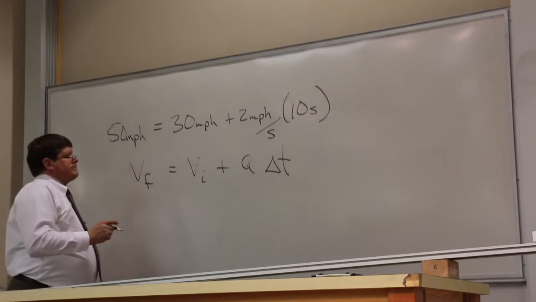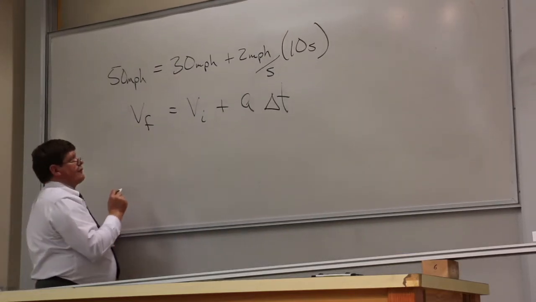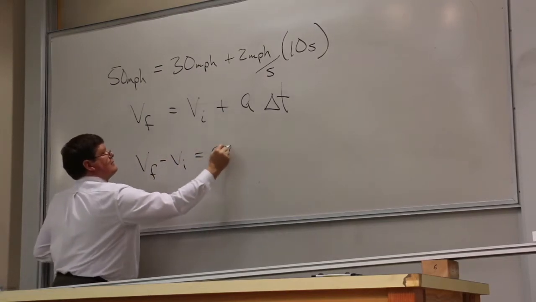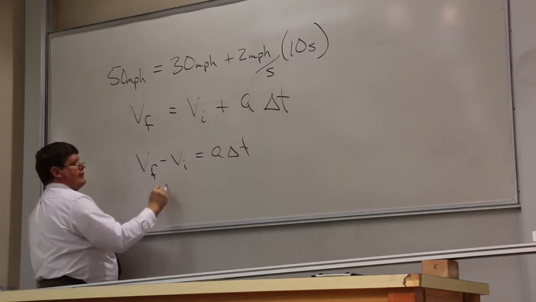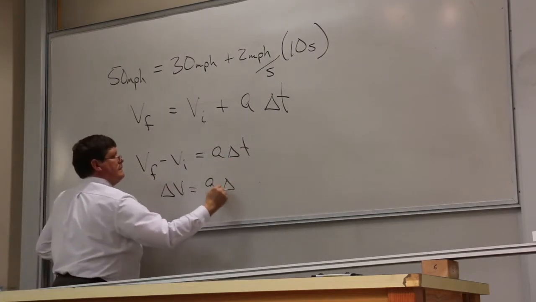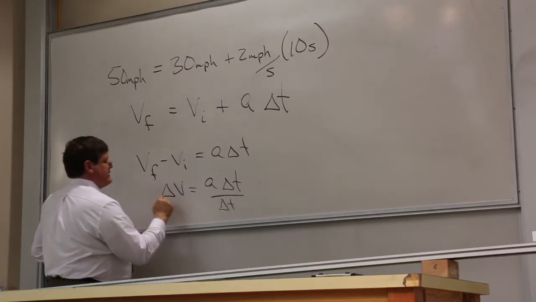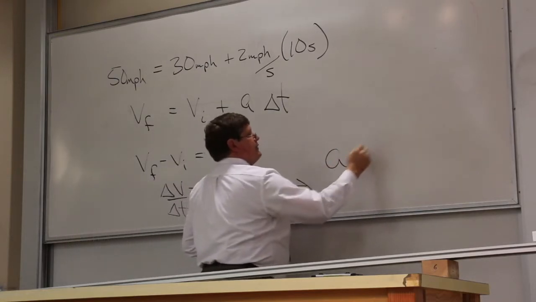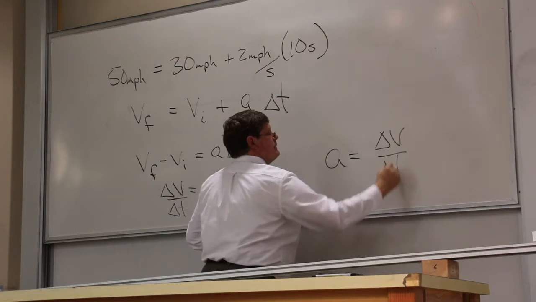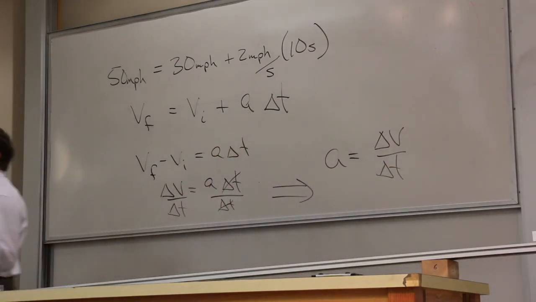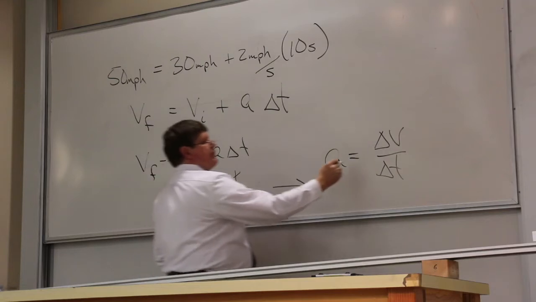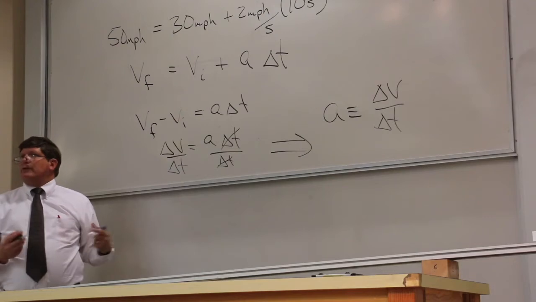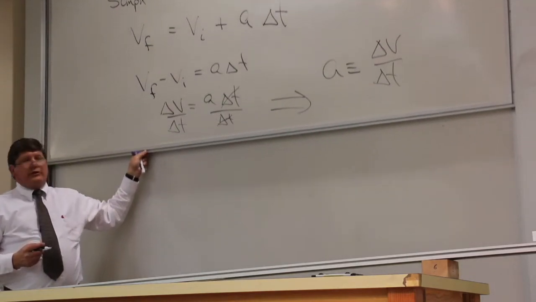Let me show you. If I subtract V initial from both sides, this becomes V final minus V initial is equal to A delta T. Final minus initial is delta V. If I divide both sides by delta T, this just becomes A is equal to delta V over delta T. And that's the operational definition of acceleration. I should put 3 lines here. Okay, so this first kinematic equation is just a rewrite of our operational definition of acceleration.